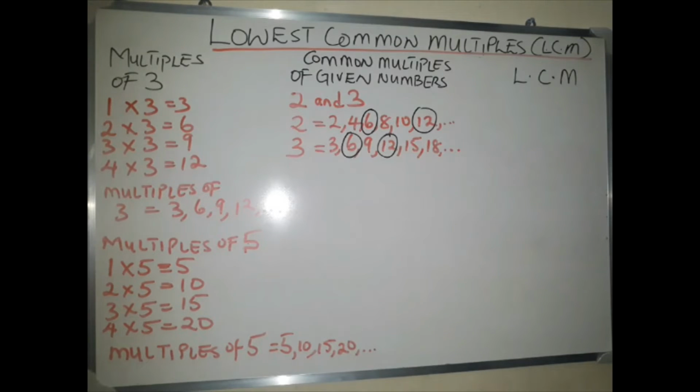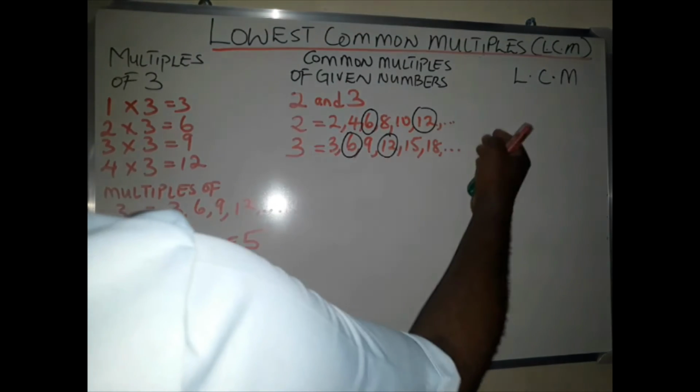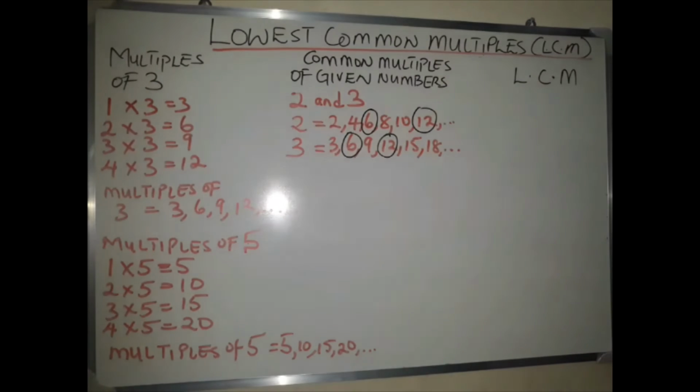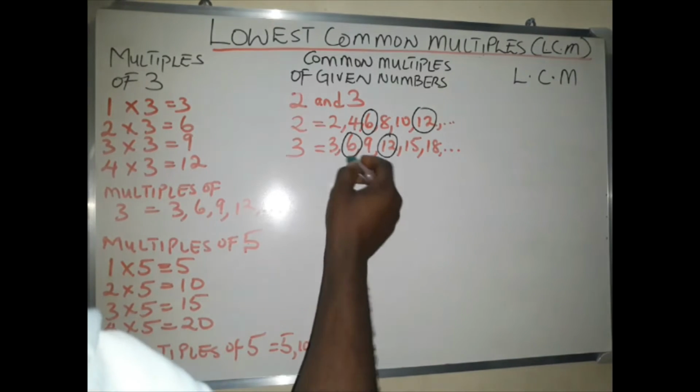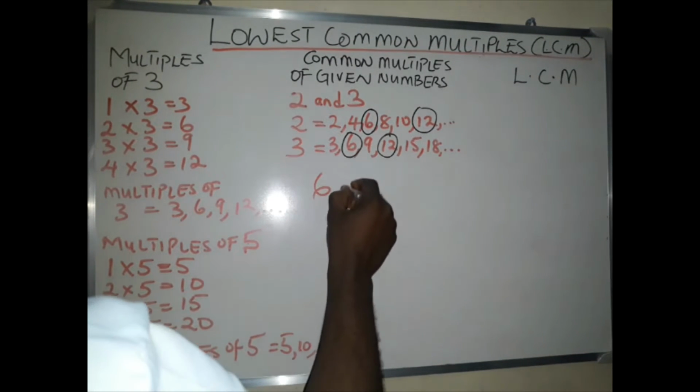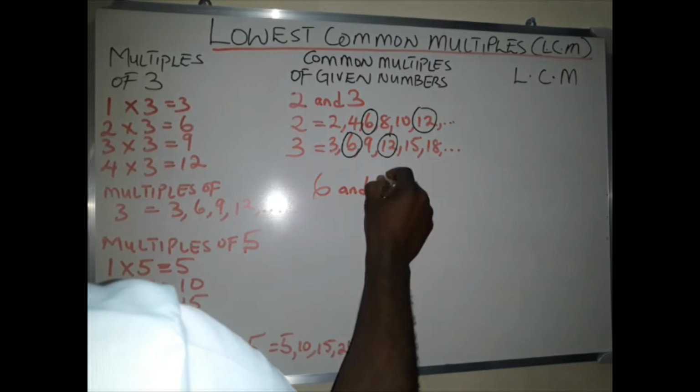So, of course, if we created more multiples of 2 and 3, we'd be able to get more common multiples. But because of, like I said, space and time, we're going to stop there. From the example we have on the board, we can see that we have 6 and we also have 12.